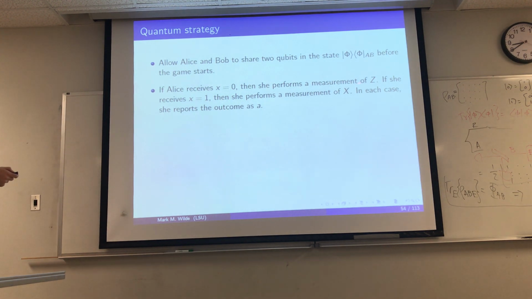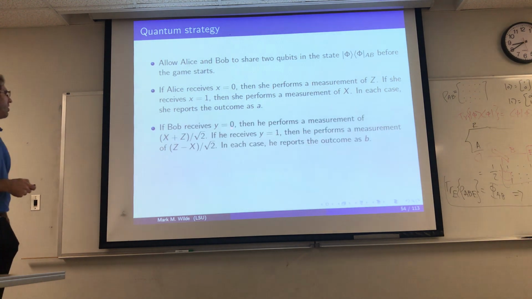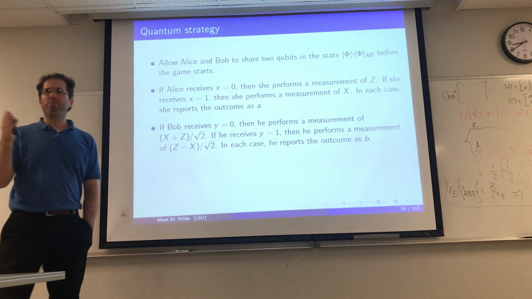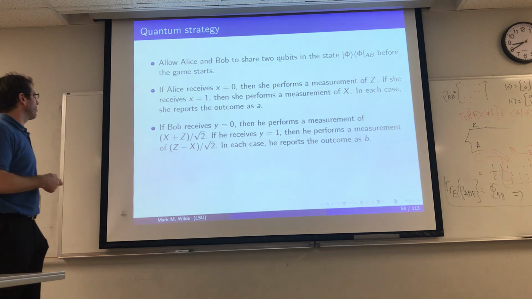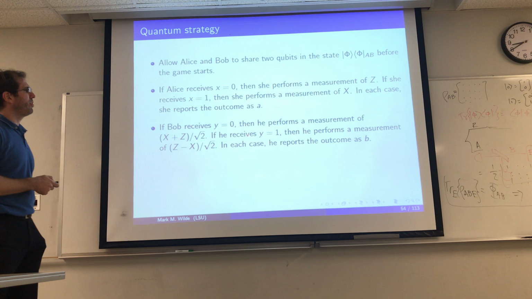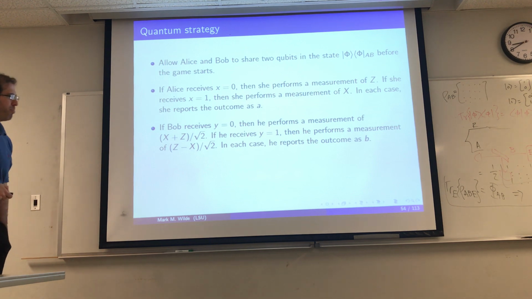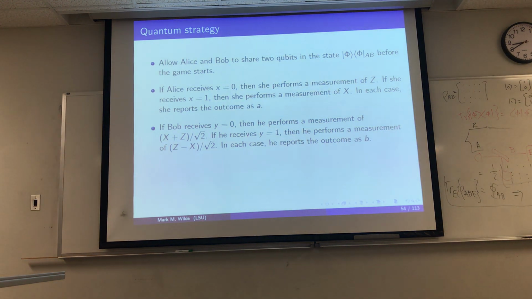Okay? And something to notice is that this sigma x and sigma z don't commute, and so there's somehow something quantum going on there with these measurements. And then if Bob receives heads, you would measure this operator. This is a Hermitian operator that you can measure. And then if you receive tails, you do this measurement. And then you report that outcome.